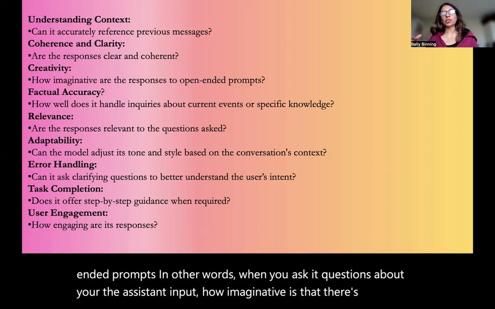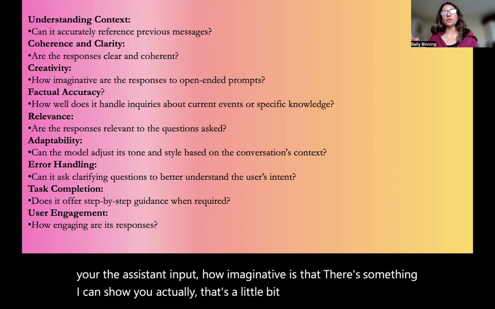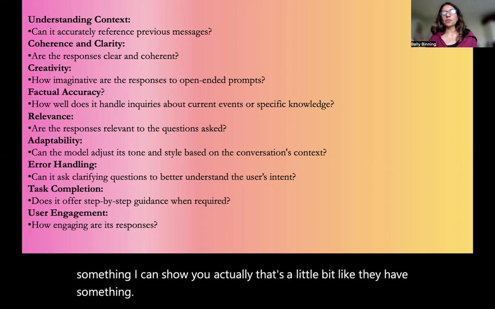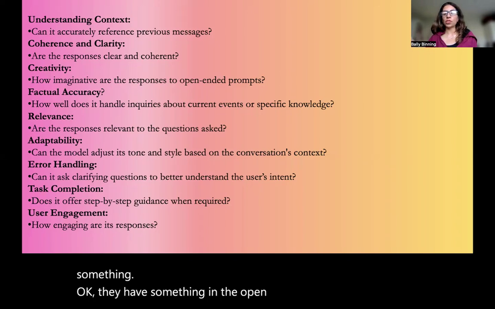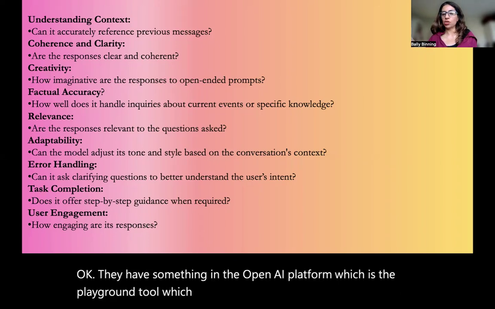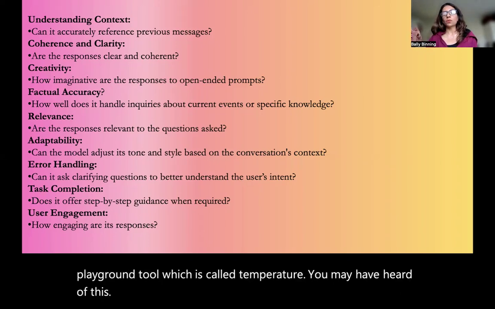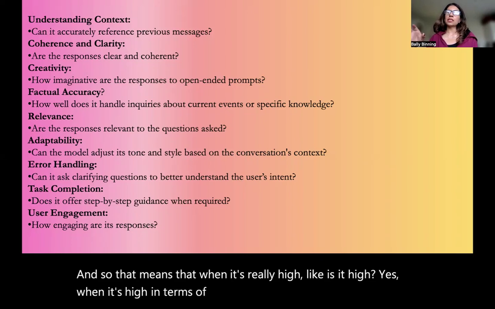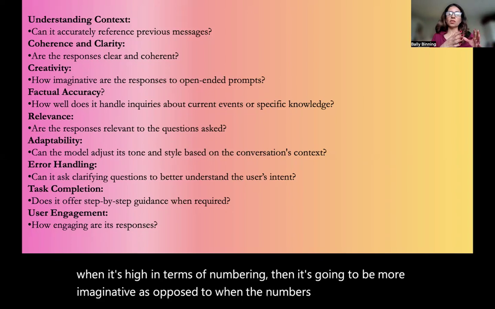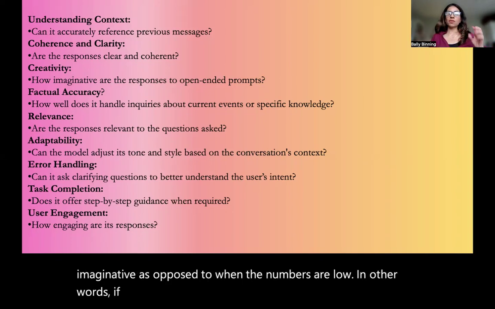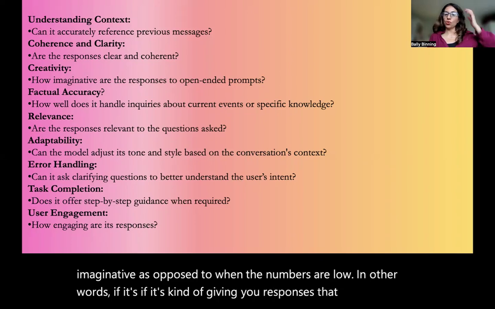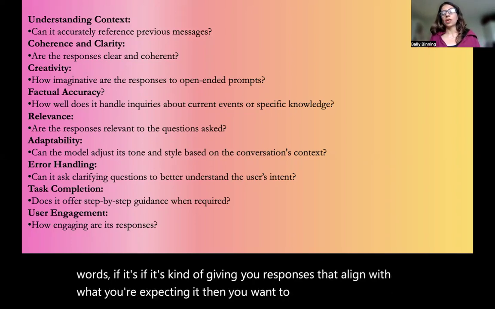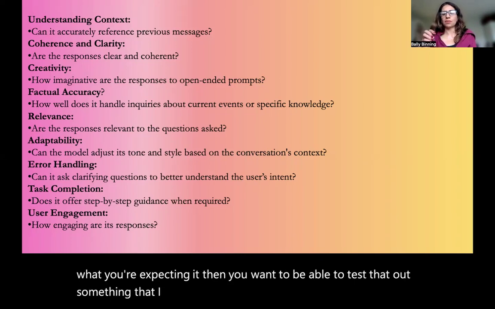There's something I can show you actually. They have something in the OpenAI platform, the playground tool, which is called Temperature. You may have heard of this. When it's high in terms of numbering, it's going to be more imaginative, as opposed to when the numbers are low. In other words, if it's giving you responses that align with what you're expecting, then you want to be able to test that out. That's something I will go into at a different stage, definitely.